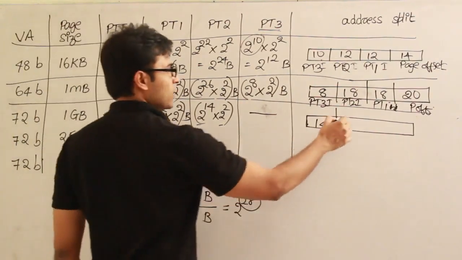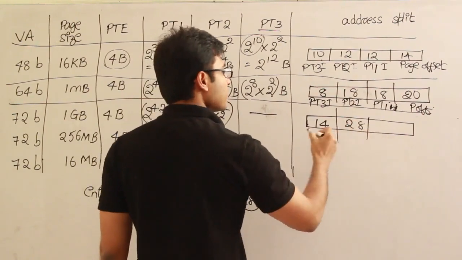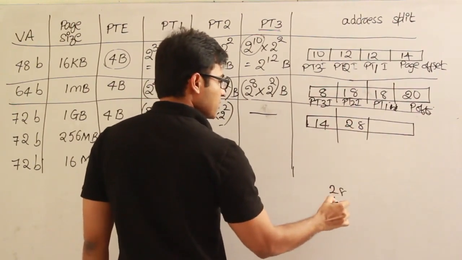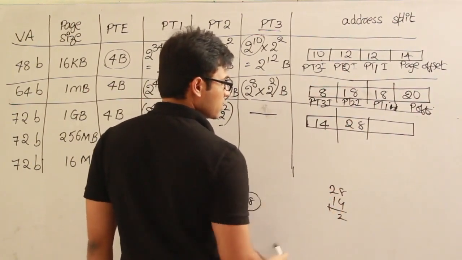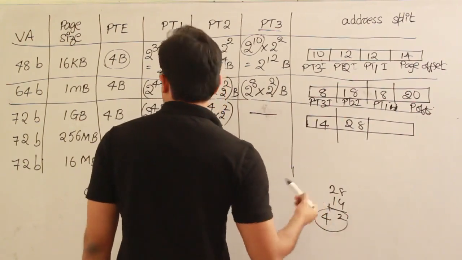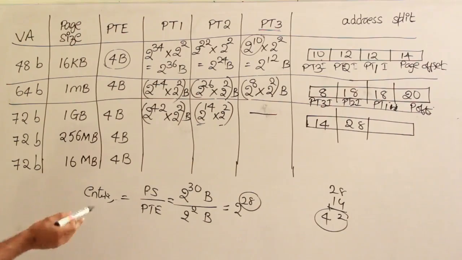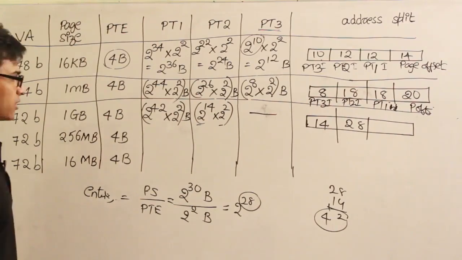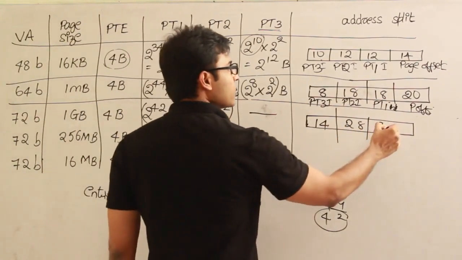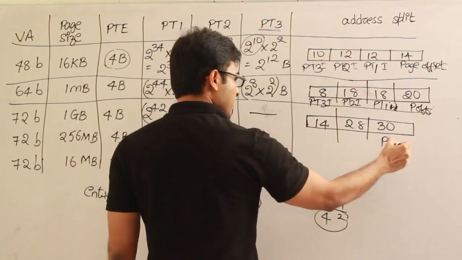28 bits. So 28 bits is going to be enough. Then we add these two. 28 plus 14 is going to be 42. So out of 72, 42 bits are already pulled out for the page table. Then how many bits are remaining? 30 bits, right? Therefore, this 30 bits is going to be the page offset.